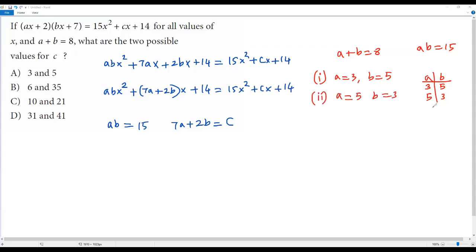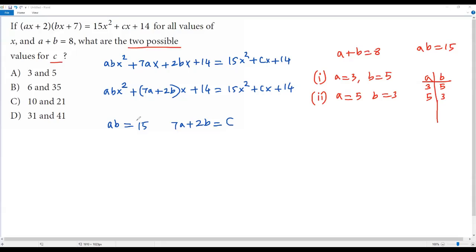Why should I take 3, 5 and 5, 3? If I take 4, 4 or 2, 6, what will happen? 4 + 4 is 8, but 4 times 4 is 16, and we have to get 15. It does not meet the second condition. If I take 2 and 6, 2 + 6 is 8, so the first condition is okay, but 2 times 6 is 12. It does not satisfy the second condition. Anyway, we need only two pairs of values for a and b, because we need two possible values for c.